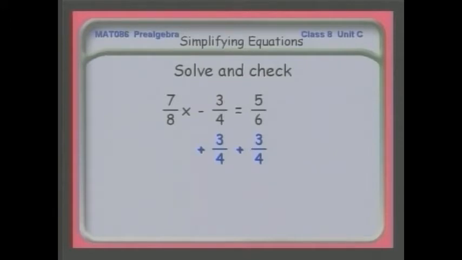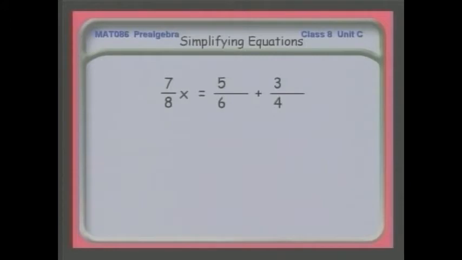Minus 3/4 plus 3/4 goes away, leaving me with a 0. I'm left with this then: 7/8 of x is equal to 5/6 plus 3/4. It seems logical then to work on the expression on the right-hand side of the equation to combine 5/6 and 3/4. I can't just add 5 plus 3 is 8 because they represent different numbers of pieces. One is sixths, the other is quarters.